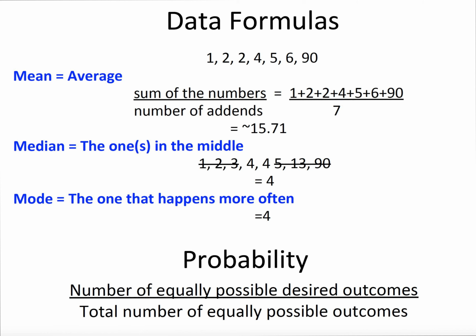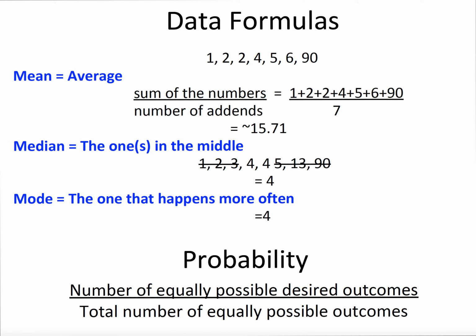The median is going to be the one or ones in the middle. Usually there's only one number, but if there's more than one, you're going to want to take the average of the 2 in the middle. So 4 plus 4 divided by 2 here gives you 4. And then the mode is going to be the one that happens most often. So here 4 occurs more often than any other number. There's two 4s, whereas there's 1, 1, 2, 3, etc. So we know that is the mode.